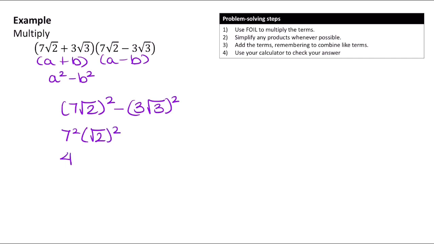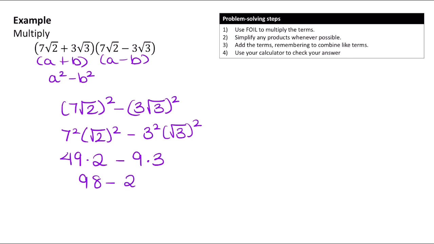7 squared is 49. Square root of 2 squared is just going to be 2. And then minus, here we have 3 squared times the square root of 3 squared. Well, that's going to be 9, right? 3 squared is 9, and the square root of 3 squared is 3. So we have 49 times 2, and so 49 times 2 is going to be 98, minus 9 times 3, which is 27. So we have 98 minus 27, which is 71, and that's our final answer.